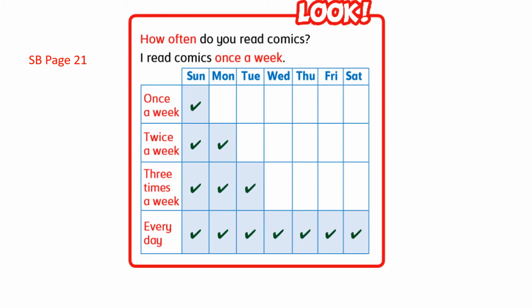Twice, 2 times, مرتان. 3 times, 3 مرات. Every day, كل يوم. 4 مرات, 4 times, and so on. Here we have one tick, so once a week. 2 ticks, twice a week. 3 ticks, 3 times a week. Every day, كل يوم, and so on.